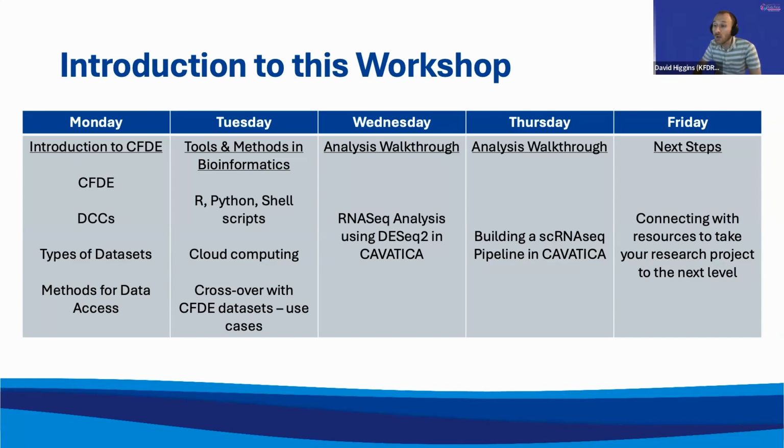And so we've talked about what is CFDE, hopefully providing a good overview of where we're going with the rest of the course. We talked about this concept of what a DCC, a data coordinating center, is, and we looked at three of them that we're going to explore later on as well on Wednesday and Thursday. We looked at the different types of data sets that these DCCs make available, and we showed how you can begin to access these data and search for them on the CFDE portal.